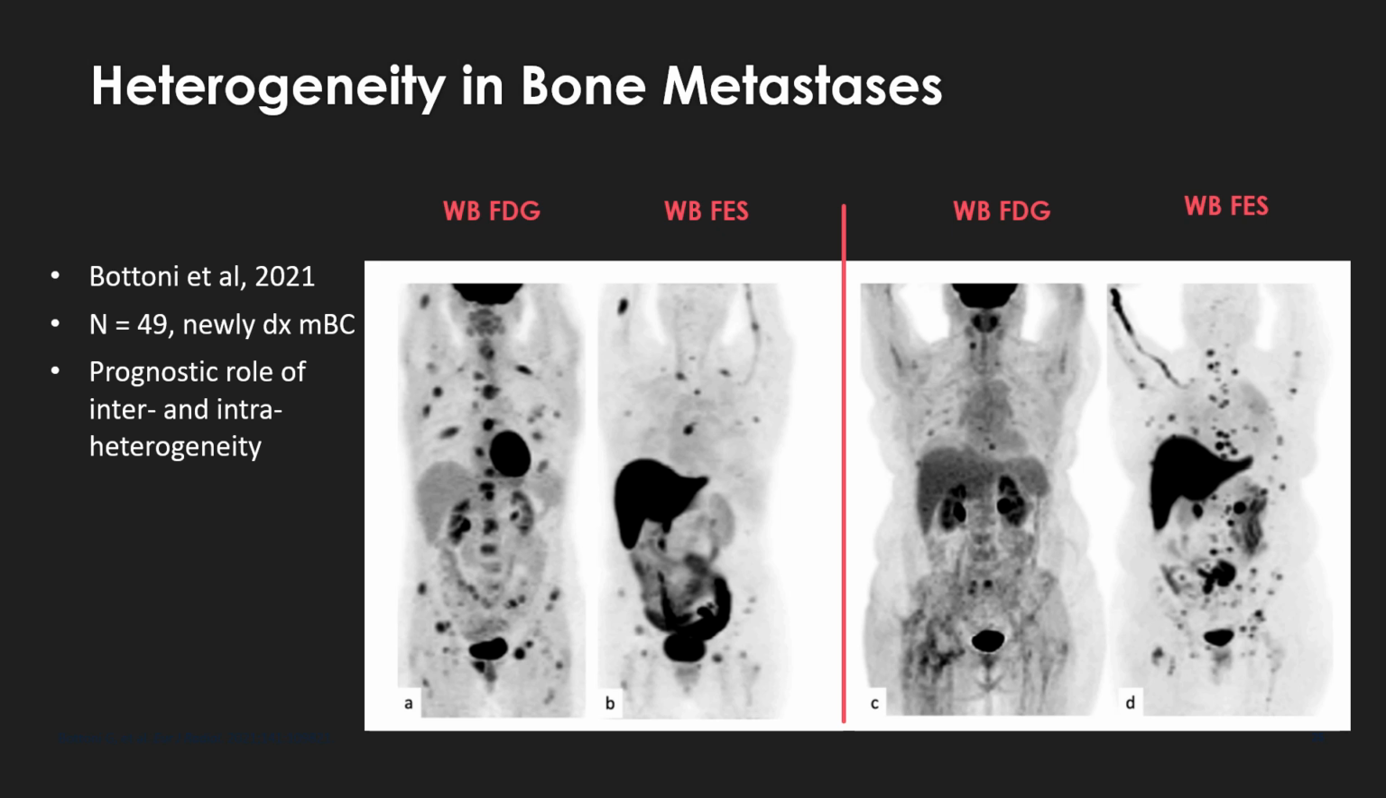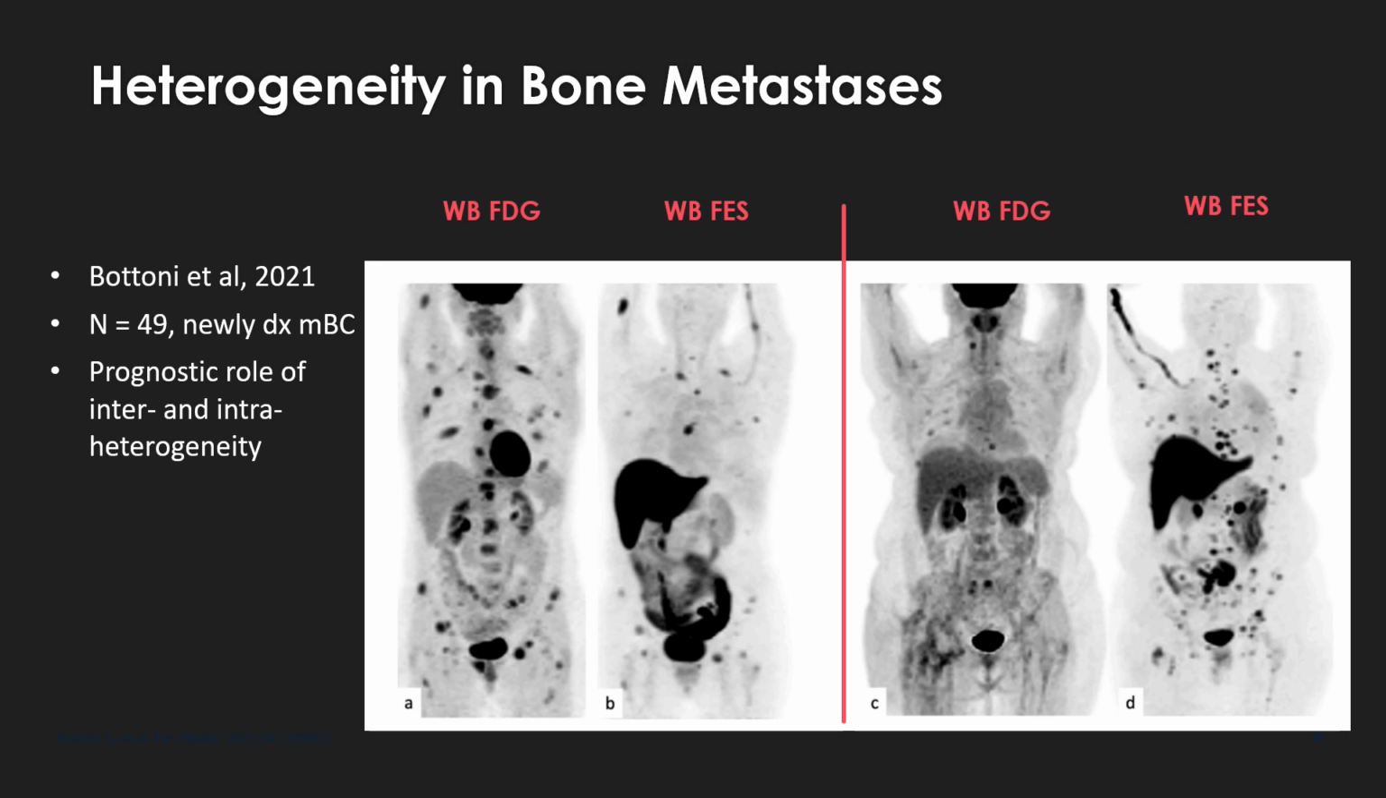This study specifically looked at heterogeneity in bone metastases, trying to see if there was a prognostic role for inter or intra heterogeneity of disease. Patients had both FDG and FES scans to identify heterogeneity. FDG scans show all metabolically active lesions, and the FES only shows the ER positive lesions. The assumption is that lesions seen on FDG and not FES are estrogen receptor negative. So this would represent some heterogeneity.